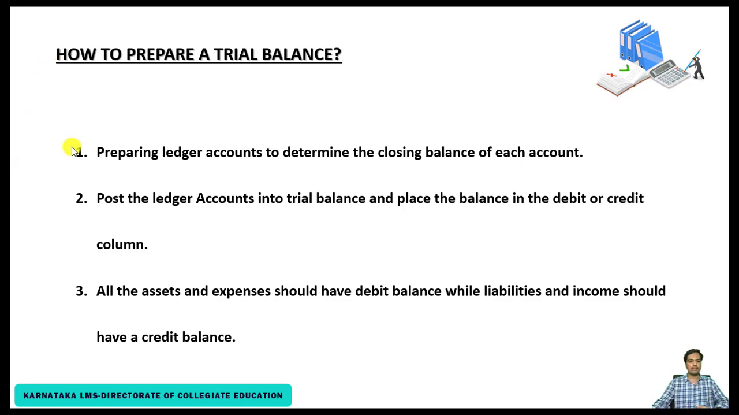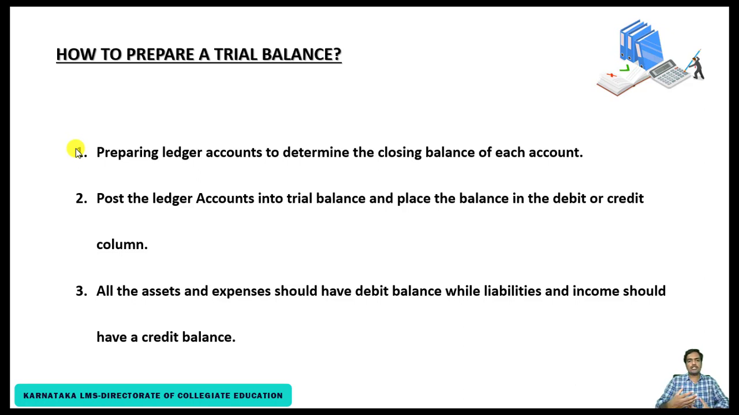So you could see over the screen, the first step is after preparing the ledger accounts, the ledger account should be closed in order to get the balances of the particular ledger account. At the end of the accounting year, the balance that is available in the ledger account should be determined, that should be calculated.